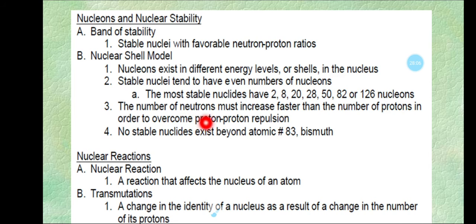So these nuclei are more stable. The number of neutrons must increase faster than the number of protons in order to overcome the proton-proton repulsion. That means the number of neutrons will be more, which overcomes the positive electrostatic repulsion, giving stability to the nucleus. No stable nuclides exist beyond atomic number 83, that means bismuth. All are unstable nuclei, which gives radioactivity.